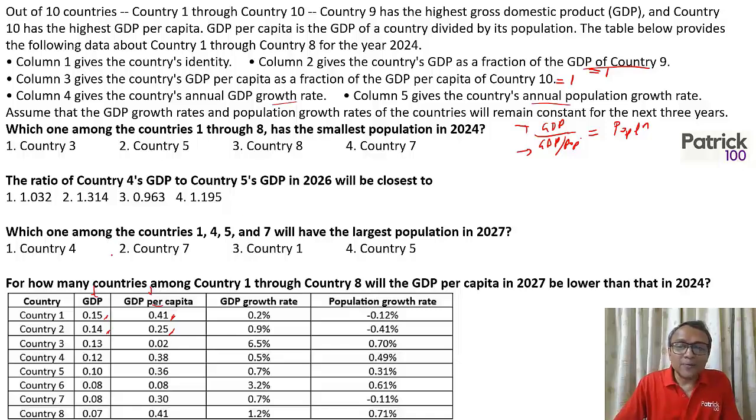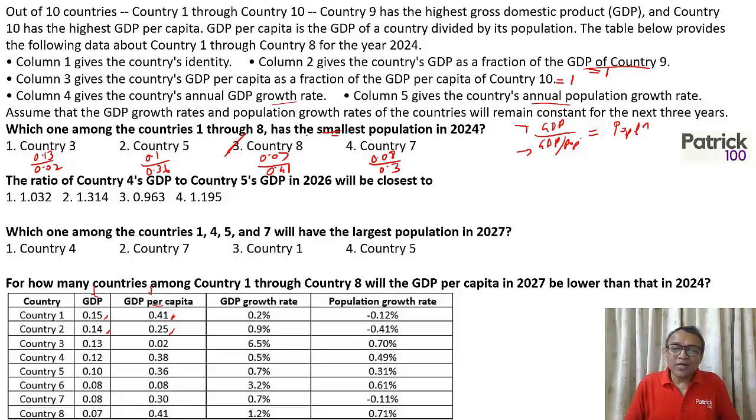So if we look at country 3, it will be 0.13 upon 0.02. That is the population. Country 5, 0.1 upon 0.36. Country 8, 0.07 upon 0.41. And country 7, 0.08 upon 0.3. I want the minimum, the smallest, so I want the numerator small and the denominator big, which is there for country 8. Country 8 has the minimum numerator and maximum denominator. I can directly mark that as the answer.